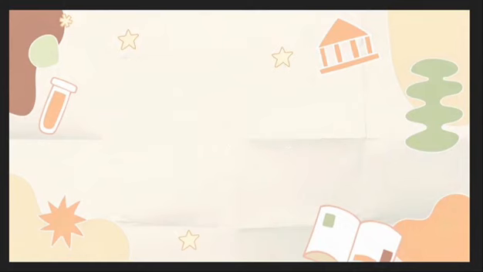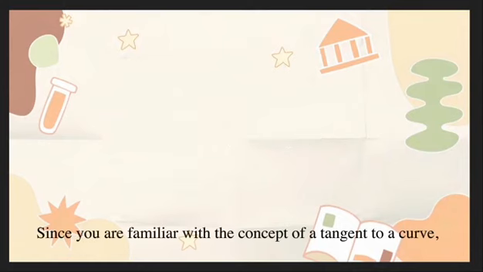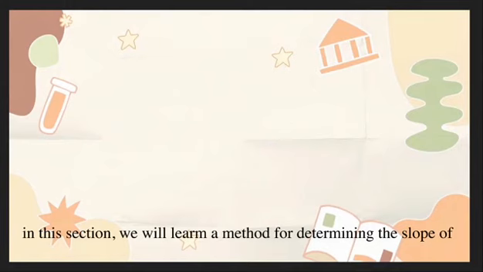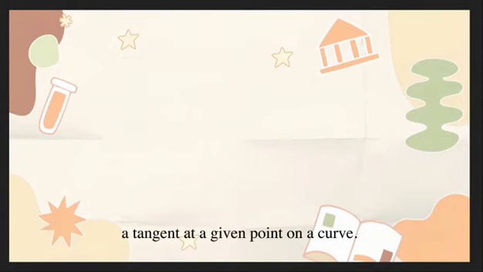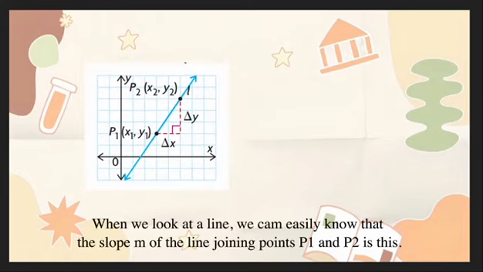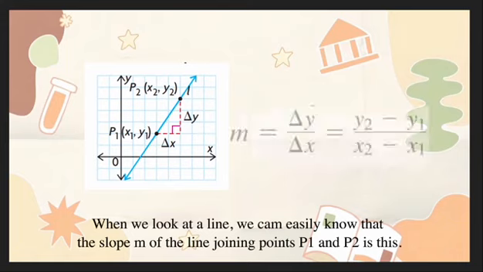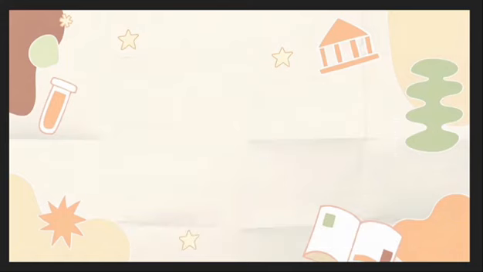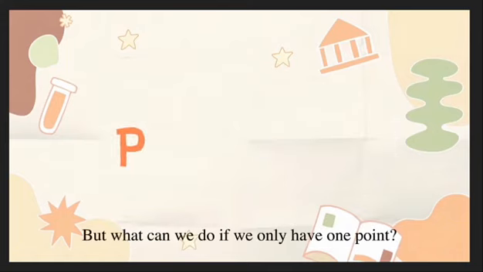Hi everyone. Since you are familiar with the concept of a tangent to a curve, in this section, we will learn a method for determining the slope of a tangent at a given point on a curve. When we look at a line, we can easily know that the slope m of the line joining points P1 and P2 is this. But what can we do if we only have one point?